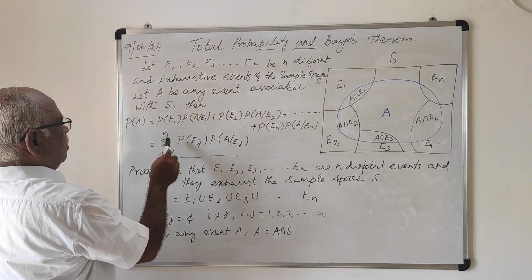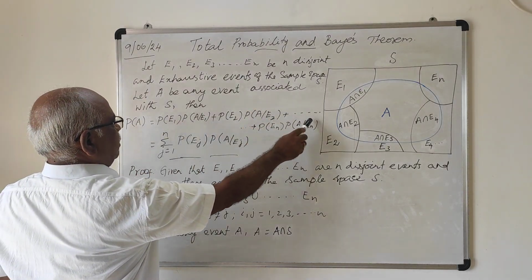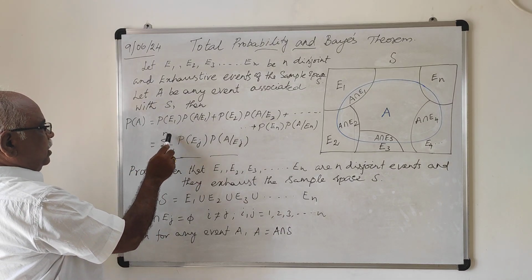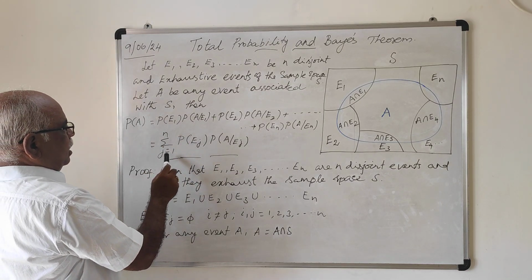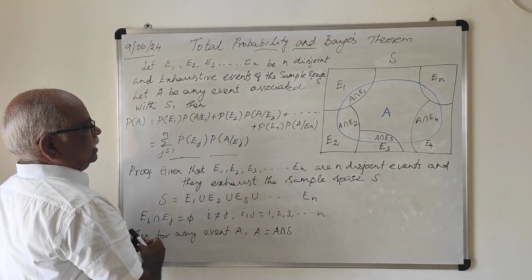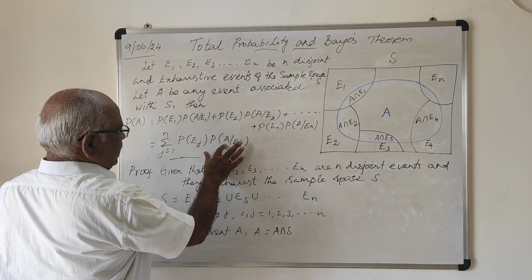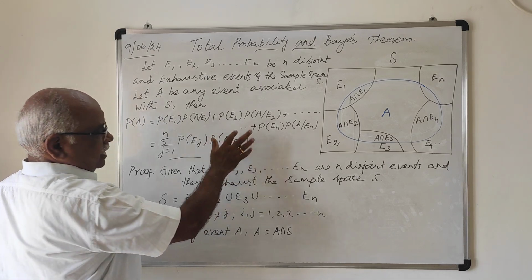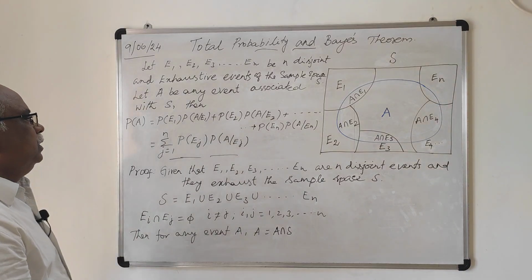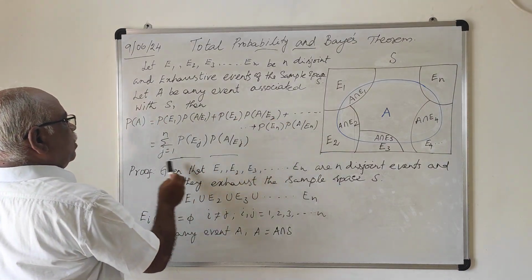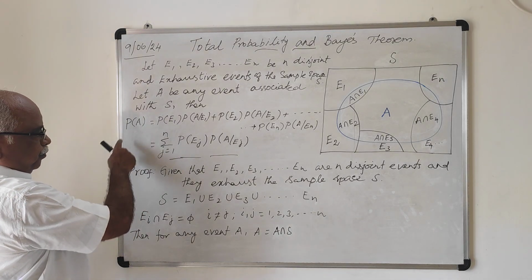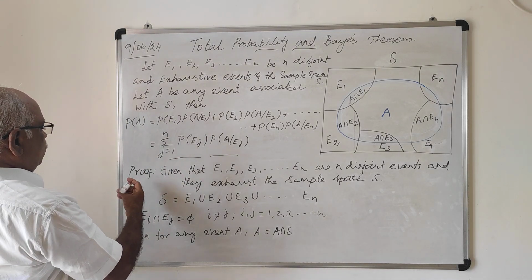That is equal to sigma j equals 1 to n, the summation of these probabilities. The total probability of the event A is sigma j equals 1 to n of probability of Ej into P of A by Ej, the probability of event A given that the event Ej has already occurred, where j equals 1 to n. This is the total probability of the event A. This is what we have to prove. For that, proof.